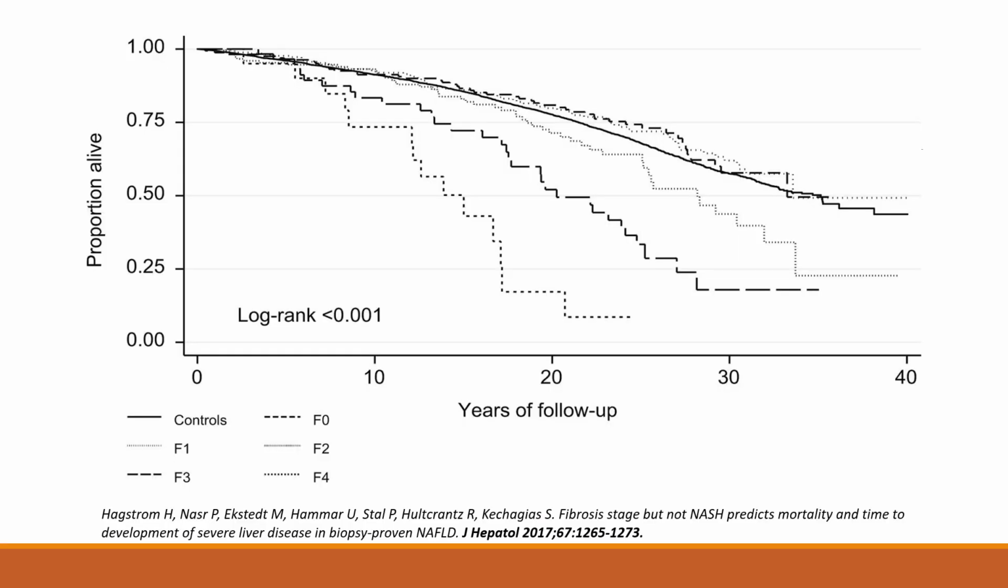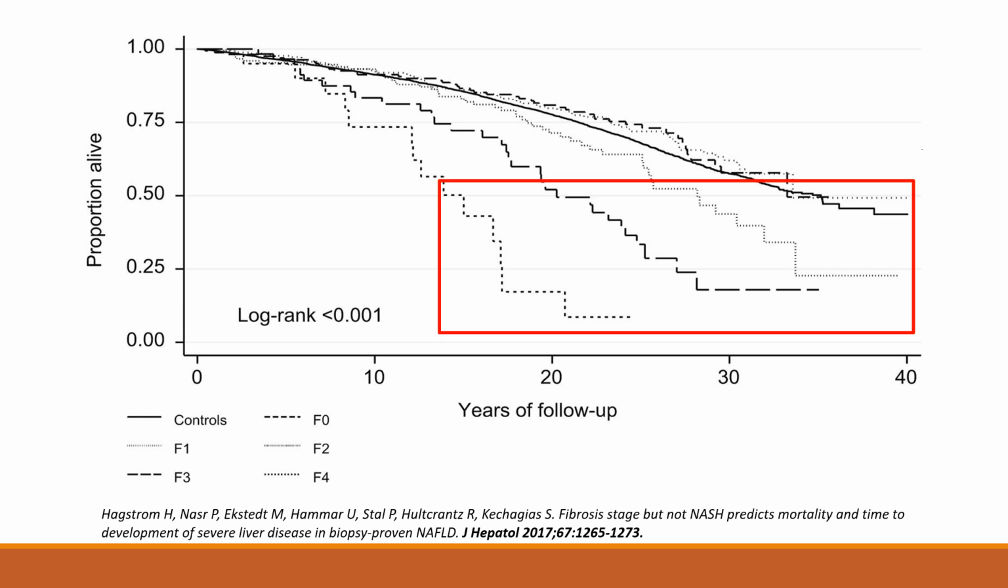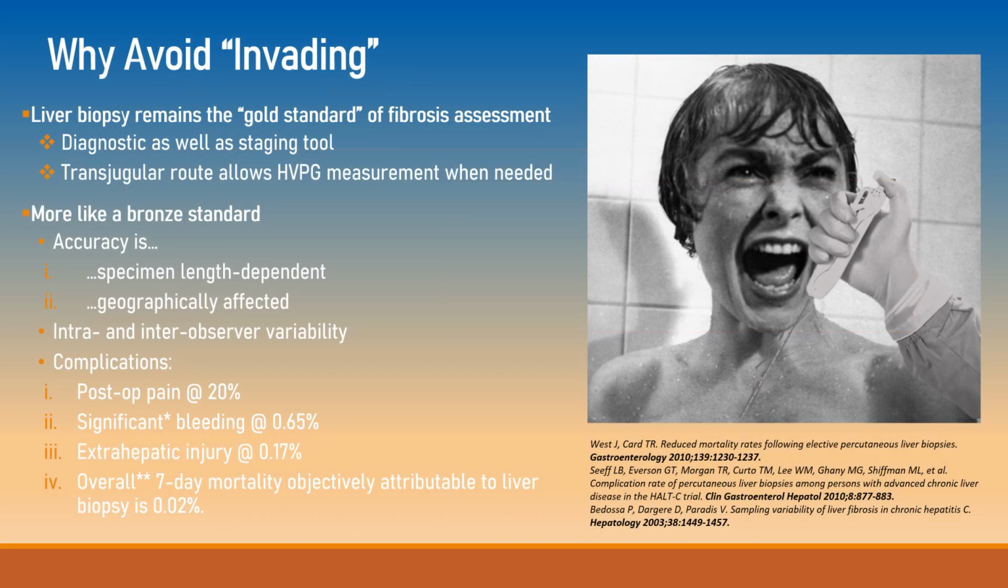Why is it important to establish as reliably as possible the degree of underlying hepatic fibrosis, if any? That is because it has been shown to be the most important determinant of mortality in these patients, with survival decreasing exponentially with escalating fibrosis stages. And why avoid invasive methods?